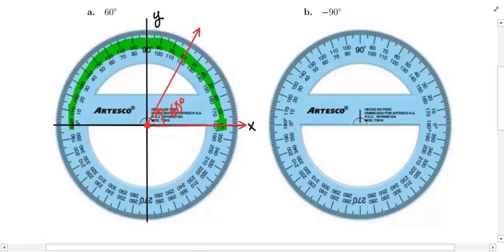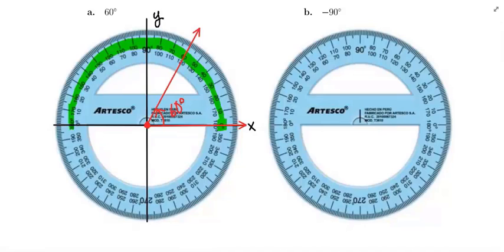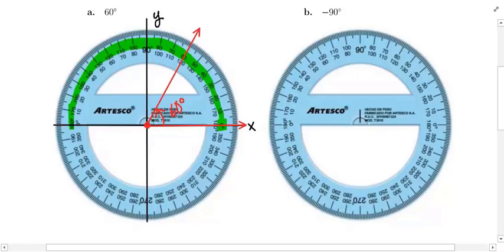All right, let's try the next one. For the remainder of the problems, B, C, and D, I am not going to draw the X and Y axes on here, but you can if you need to. I'm just going to work with the protractor. If you notice with the protractor, see this little arc right here? That vertex is falling right here. All right, so let's move over to negative 90 degrees.